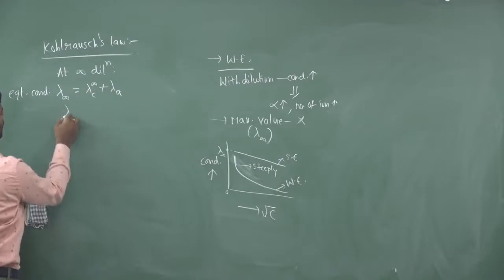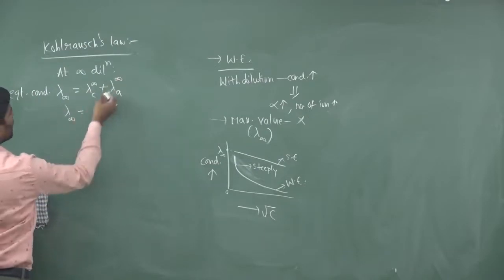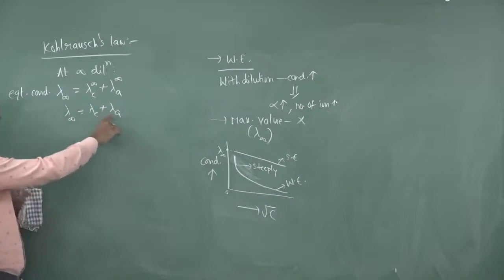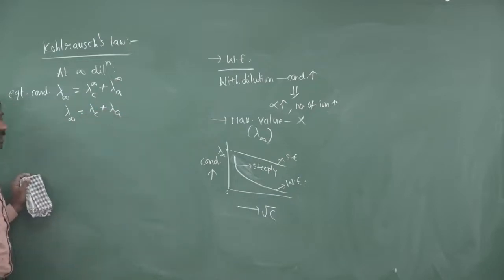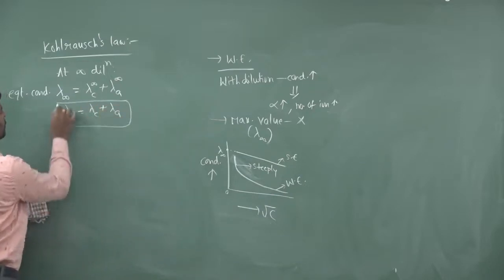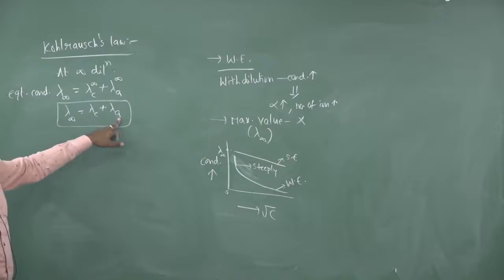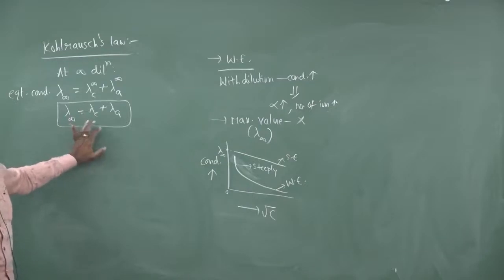So every time, no need to represent infinity; simply we can write the equivalent sum of the equivalent conductances of cation and anion at that dilution. So the conductance shown by cation is independent of the conductance shown by anion, and the conductance shown by anion is independent of the conductance shown by cation. So each ion makes a definite contribution towards total conductance.